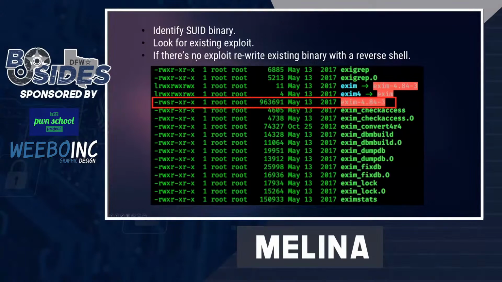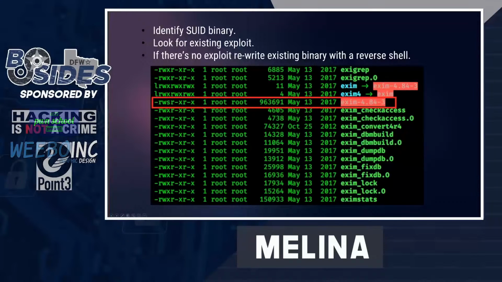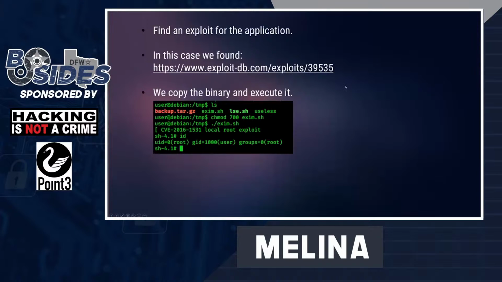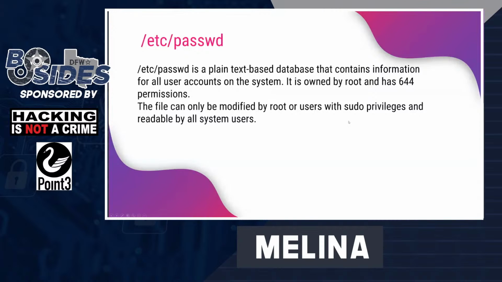We look for an existing exploit and write an existing binary with a reverse shell. In this case, there is an exploit for it. So this is the one that I ran. It's called vim. I gave it the appropriate permissions, I ran it, and here it is. I am root.